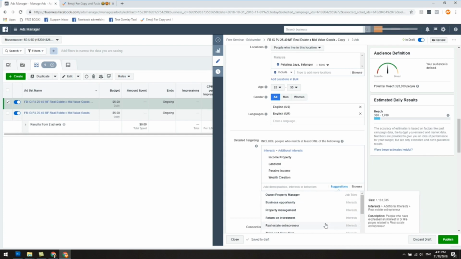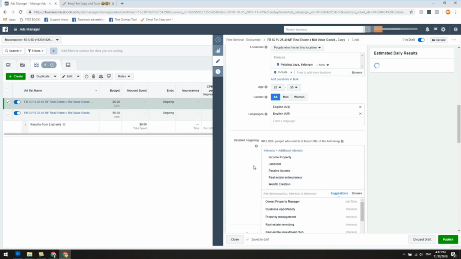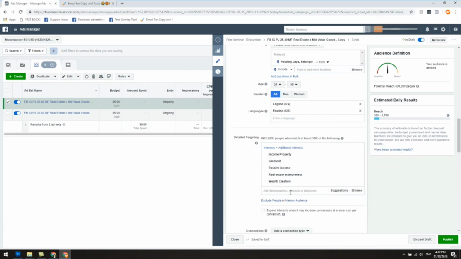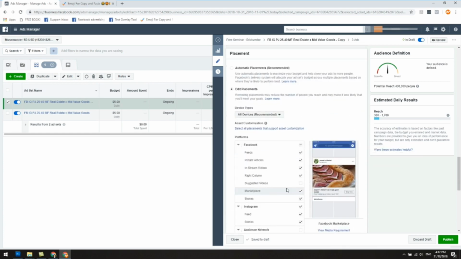Okay, so I have like real estate entrepreneur, and let's see how many we can get right now. 400,000 people. So by putting in a few of this detailed targeting, you can put in suggestions, and then Facebook will help make the suggestions for you, all right? So let's just say this is the detailed targeting that we want, and then what we're going to do is we're going to leave the rest alone.